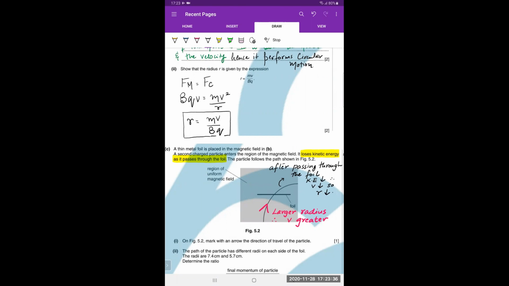How did I judge that? Look again. The red path appears to be of a larger radius of curvature. So we can expect that for the red path, the particle must be traveling faster. Then after it passes through the foil and reaches the other side, that's the black one. After passing through the foil, as the question says, you would expect its kinetic energy to decrease. Therefore, its velocity is also going to decrease, and hence its radius is now going to become smaller.